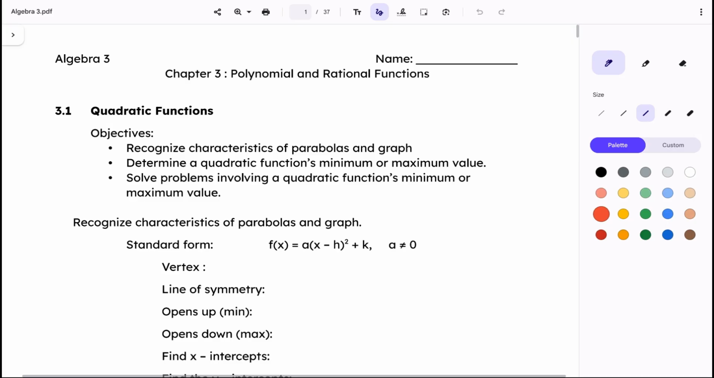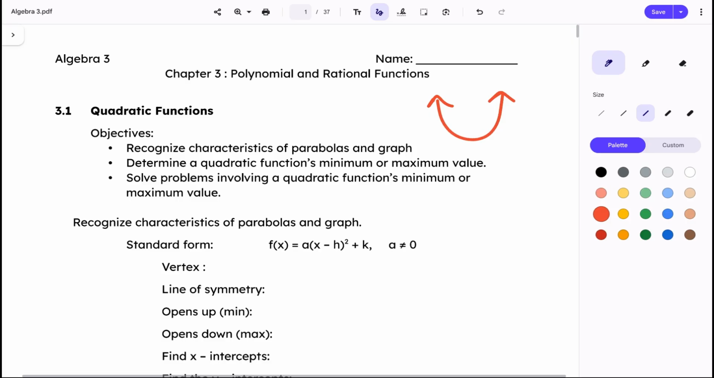What do you guys know what a quadratic looks like if you had to graph it? No? Factory reset over break. What's this called? What's the technical name? Parabola. Okay, we're going to talk a lot about parabolas in this chapter.